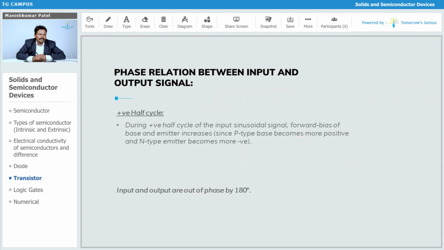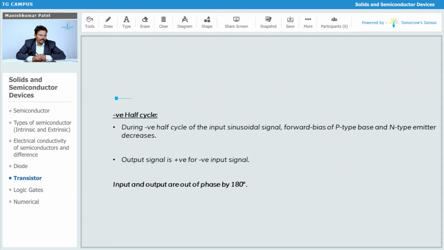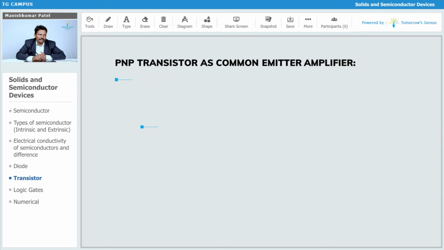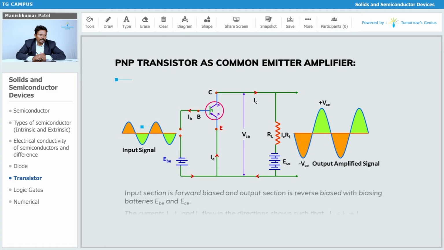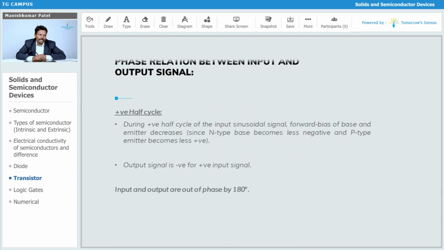So during the positive half cycle, obviously there is a phase shift of 180 degrees. The input and output differ by 180 degrees, and in the negative half cycle the same thing happens. Now the PNP transistor as a common emitter amplifier. The same thing we can prove for this case also. This is the arrangement, where we can show IE is equal to IC plus IB. Similarly you can prove that there is a phase shift of 180 degrees between input and output.